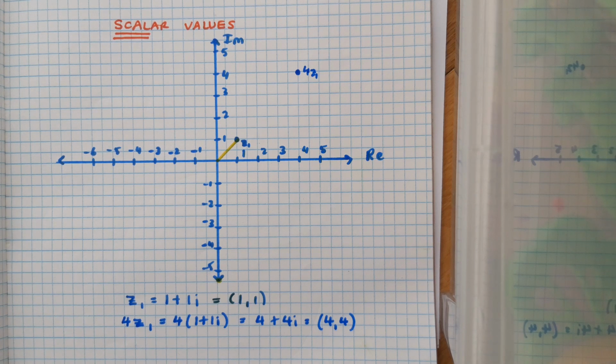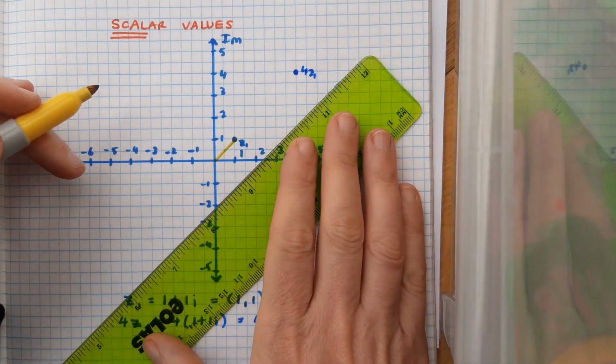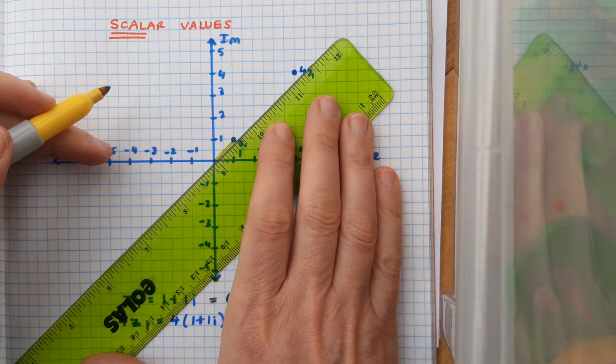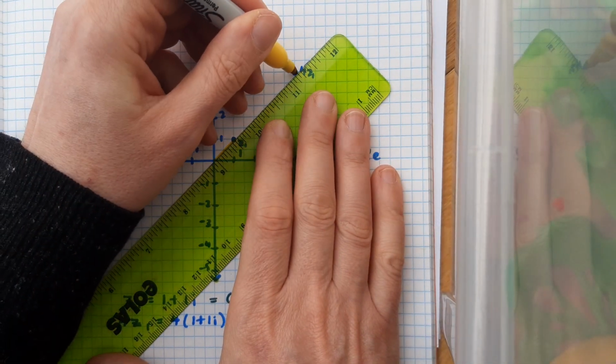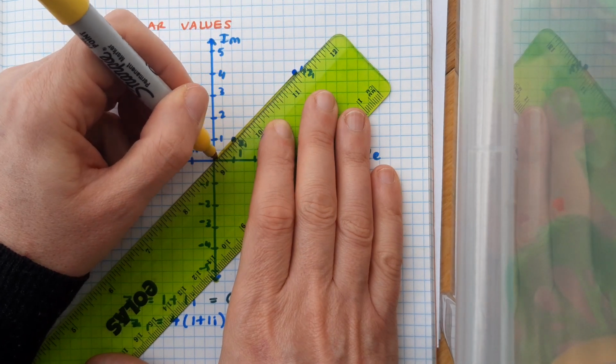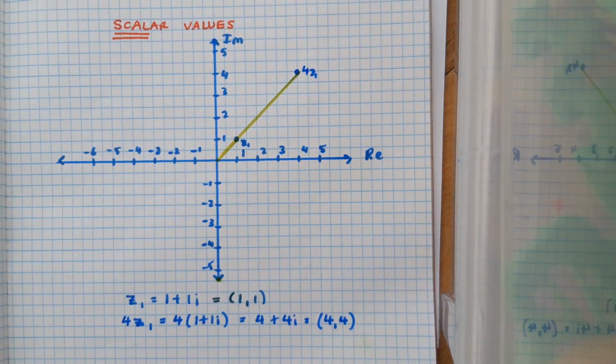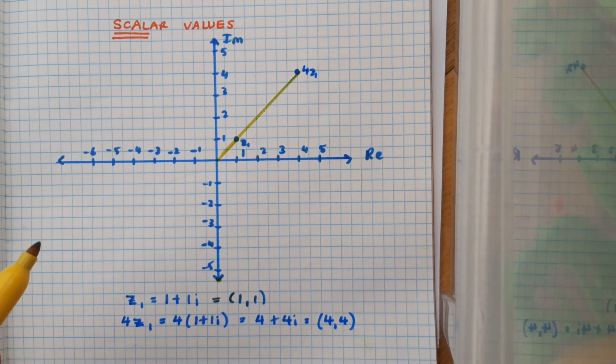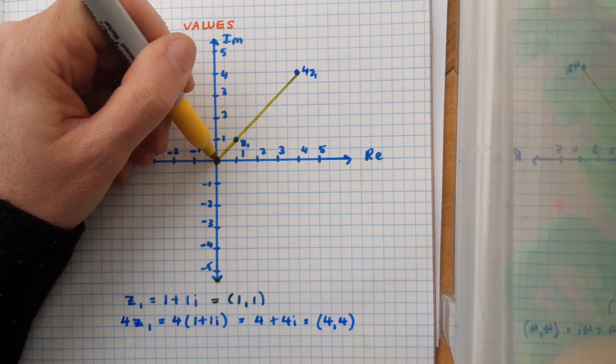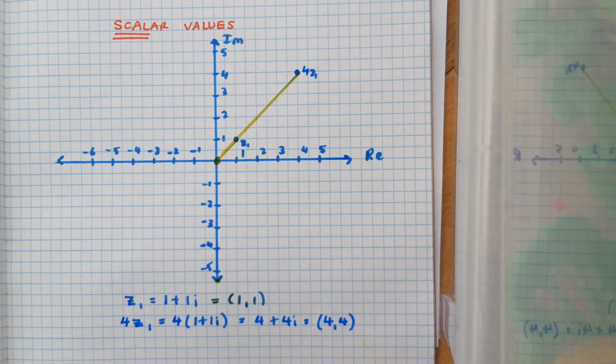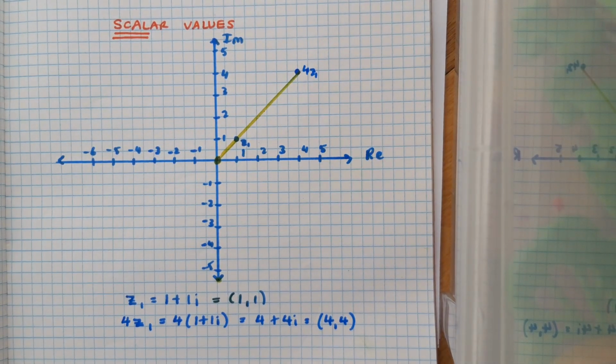Just notice visually that if I was to draw the modulus of 4z1, it's actually 4 times as long as the modulus of z1. So in effect, by multiplying the complex number by a scalar, I've pushed it 4 times the distance out from the origin. And I can calculate the modulus of z1 and 4z1 to confirm that fact.